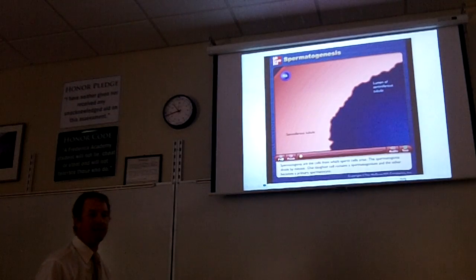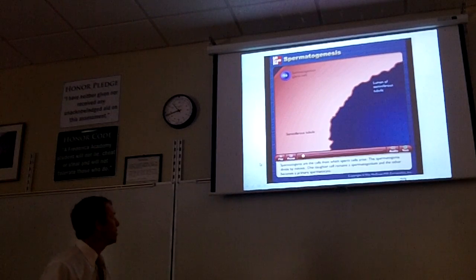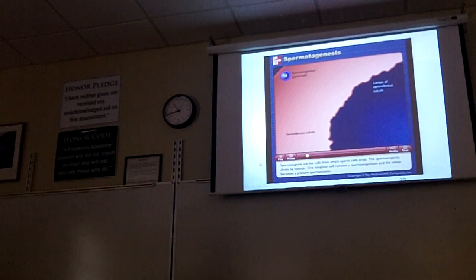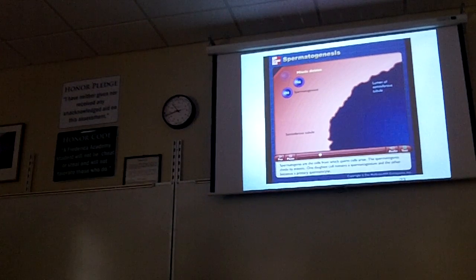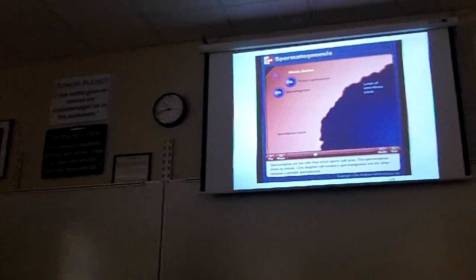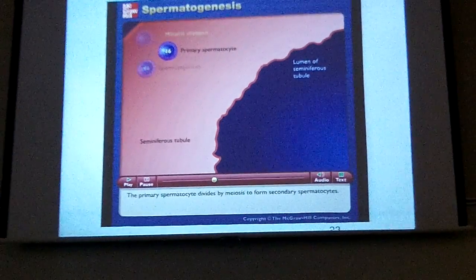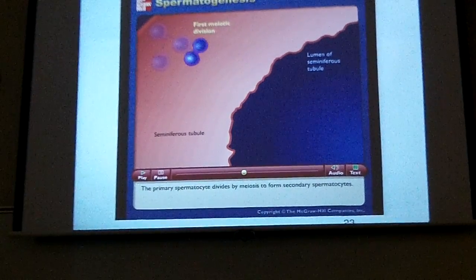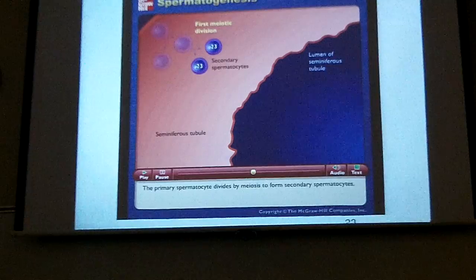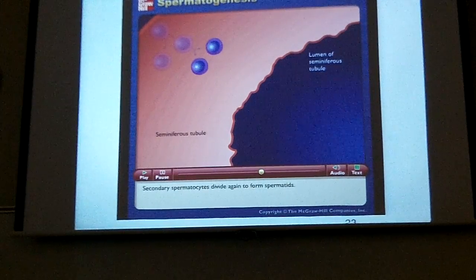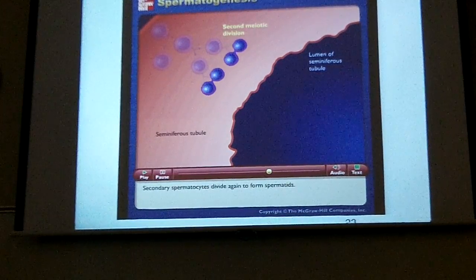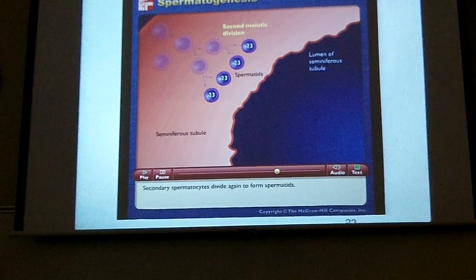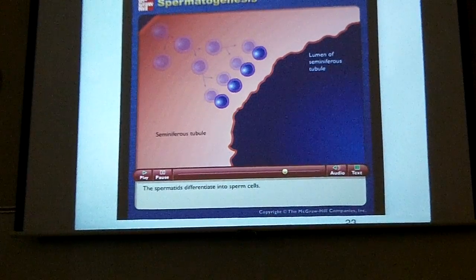Spermatogonia are the cells from which sperm cells arise. Watch it. The spermatogonia divide by mitosis. One daughter cell remains a spermatogonium, and the other becomes a primary spermatocyte. The primary spermatocyte divides by meiosis to form secondary spermatocytes. Secondary spermatocytes divide again to form spermatids. The spermatids differentiate into sperm cells.